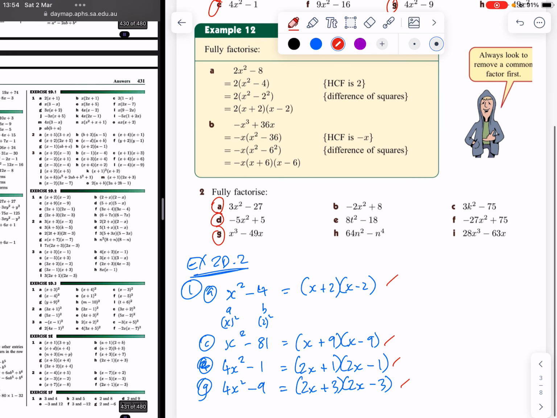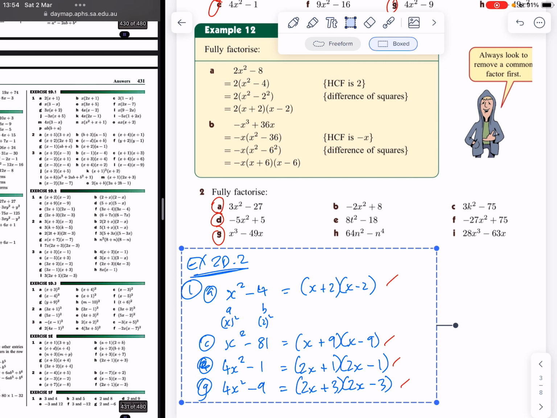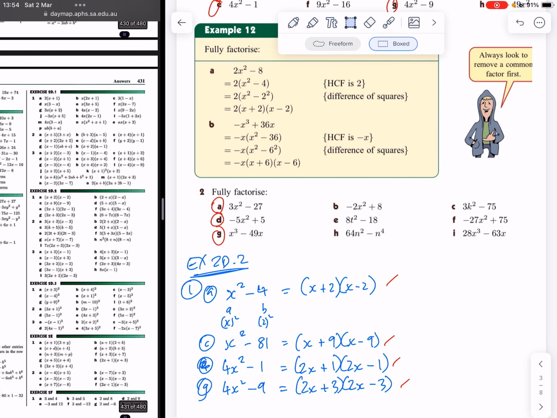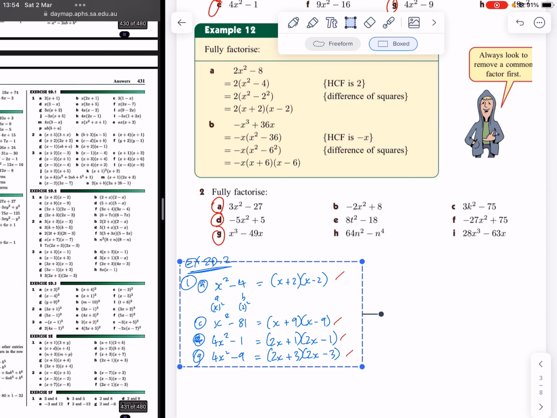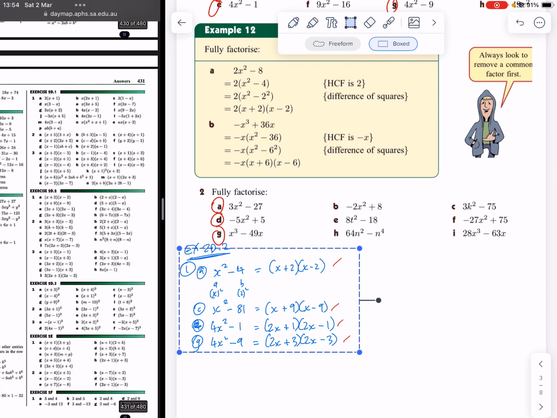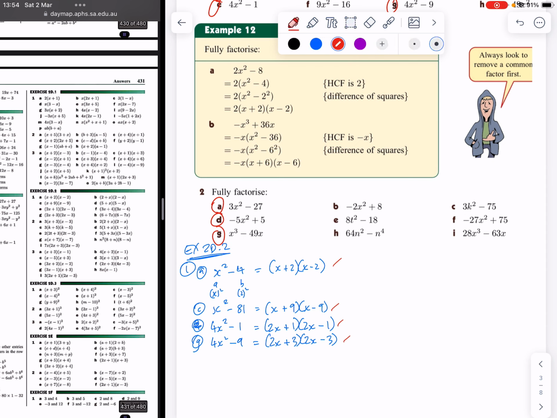2D.2. Oh, I need to make it smaller, so I've got space to do the rest of it.